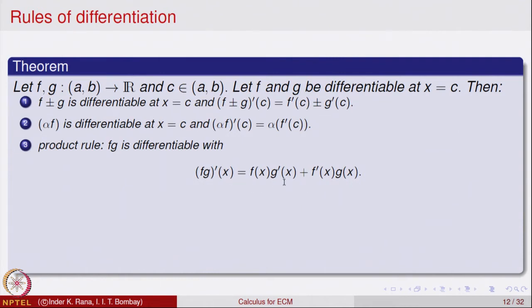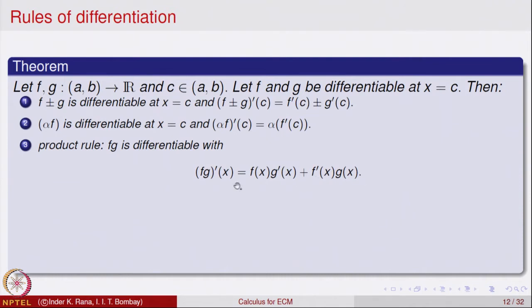First is f(x) into g'(x), that is a contribution from the derivative of g, with a multiple of f. So, f(x) into g'(x) plus f'(x) into g(x). So, for the product rule, each derivative contributes with multiples of the other. The derivative of f g is f g' plus f' g.